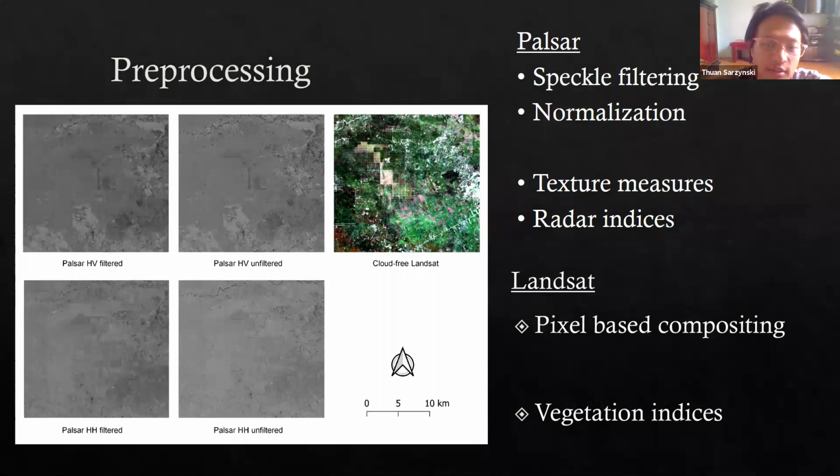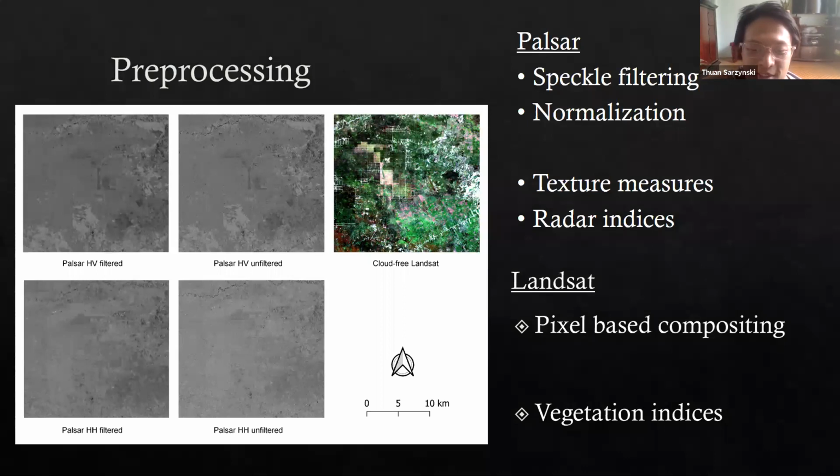So for the radar, we had the radar indices and also texture measures. So texture measures are like a value which depends on how pixels are organized in a 3 by 3 square. So it gives some indication about the relative organization of the pixels in a window of 3 by 3 pixels, so 9 pixels.